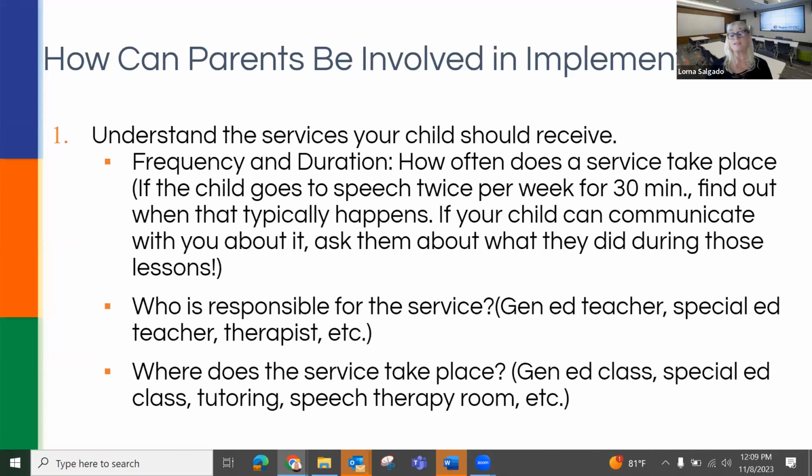Does it take place in general ed? Does it take place in special ed class? Is it a tutoring time? Does it take place in speech therapy? Does the PT come during class or do they come during PE? Those are the kinds of things that we want to know. So those are great questions for you to ask. Even though it might be listed on the paperwork, having that clear for you can really help you understand, where is my child receiving support during the day?